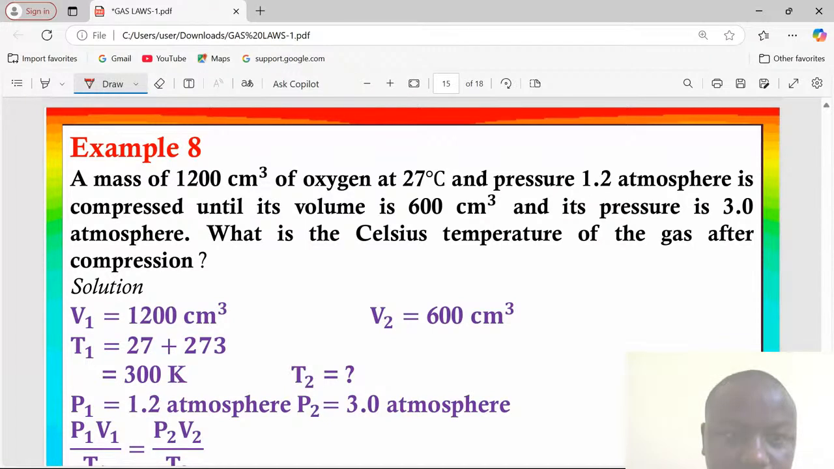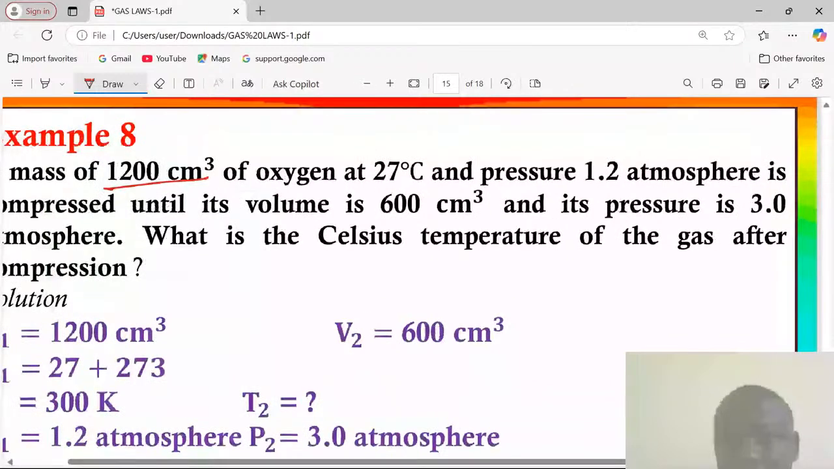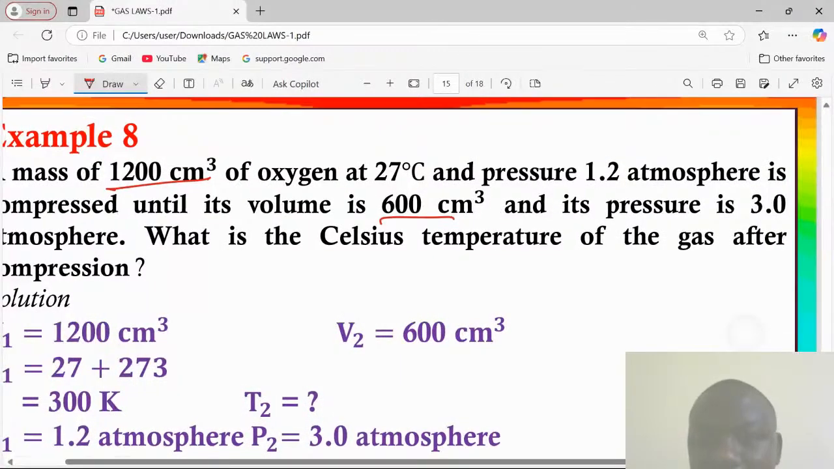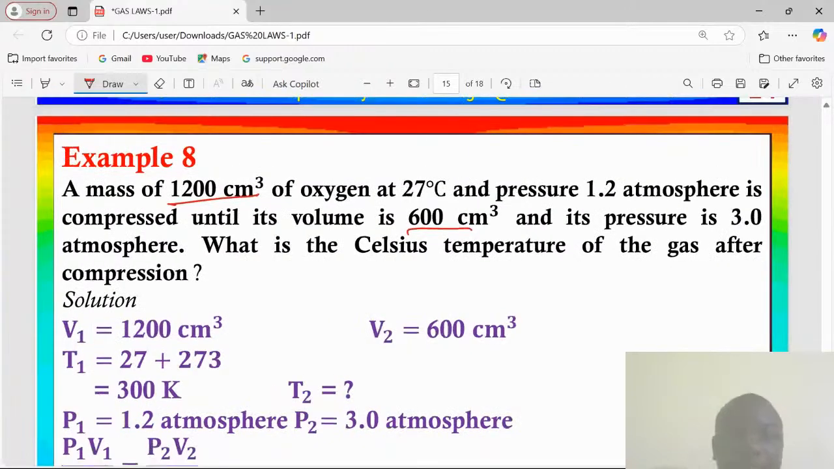So the first one, we are told that a mass of 1200 cubic centimeters of oxygen at 27 degrees Celsius and pressure 1.2 atmospheres is compressed until its volume is 600 and its pressure is 3 atmospheres. What is the Celsius temperature of the gas after the compression? This one is a very key statement.